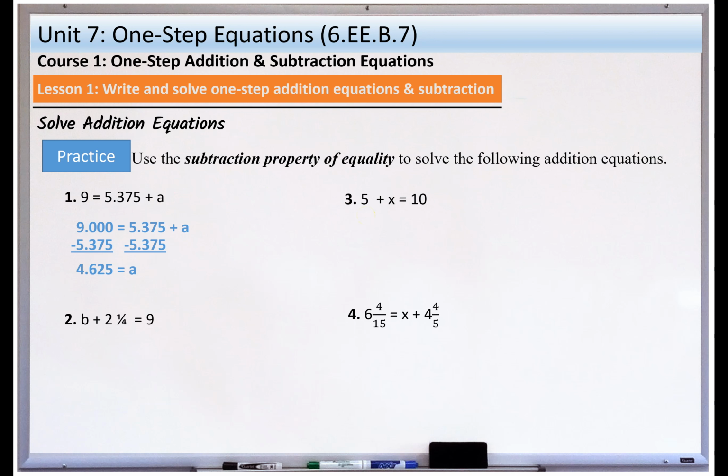So number b plus 2 and 1/4 equals 9. The subtraction property of equality says that if I subtract 2 1/4 from both sides, I maintain my equation. So I'm going to subtract 2 1/4 from both sides. I had to regroup, so that became 8 3/4. I'm sorry, 8 4/4. So 8 4/4 minus 2 1/4 gave me 6 3/4. And we're over 5 minutes, so we'll just come back and finish these in the next video.